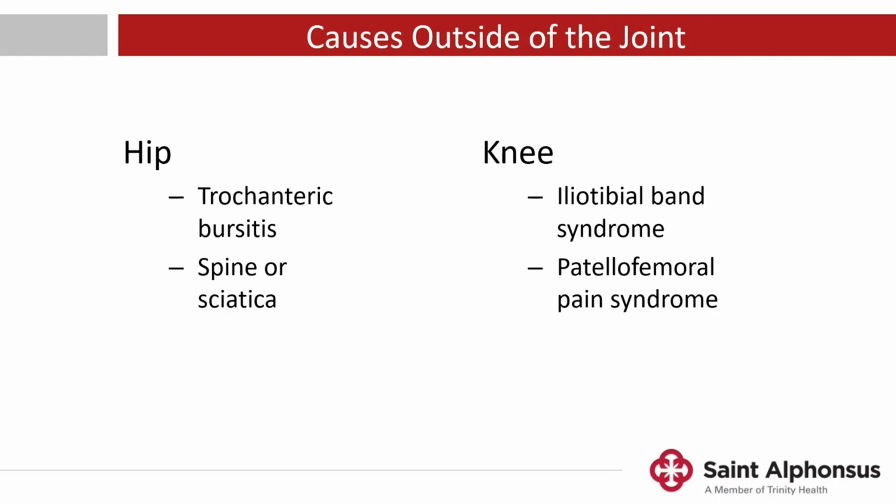So for the hip, the major culprits outside of the hip joint are trochanteric bursitis or greater trochanteric pain syndrome. You can also have pain that originates from the spine or from irritation of nerves, or so-called sciatica, which can cause symptoms around the hip, even though it's not coming from the hip itself. With respect to the knee, we often see iliotibial band syndrome and patellofemoral pain syndrome, and we'll discuss those in detail.